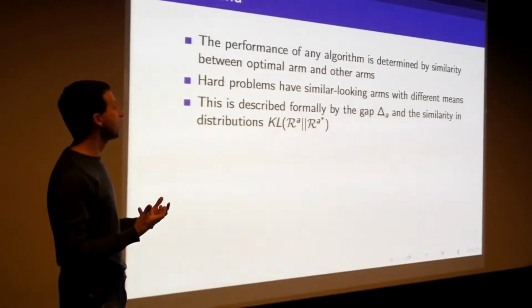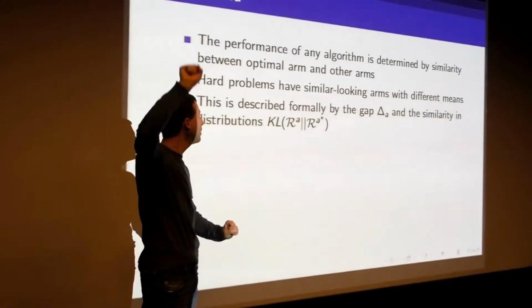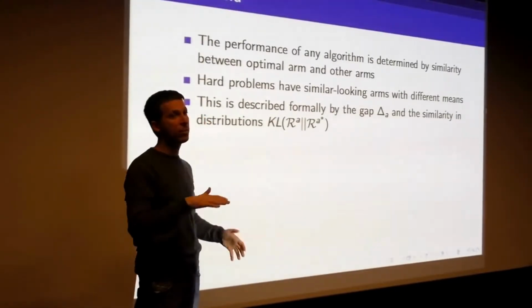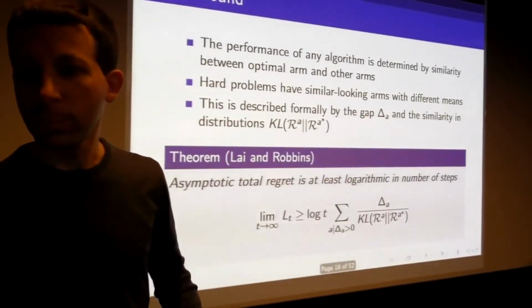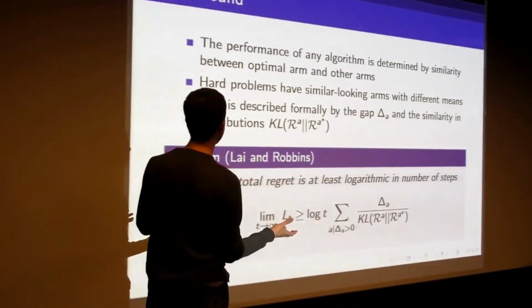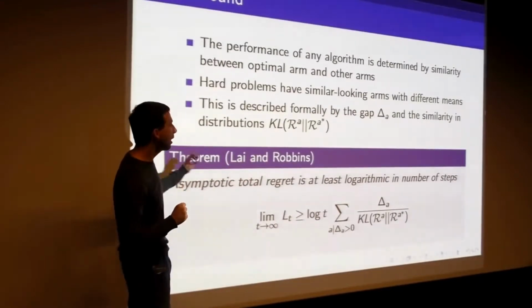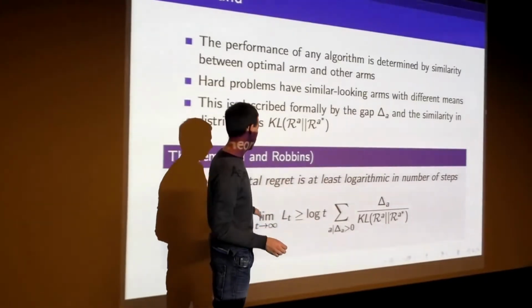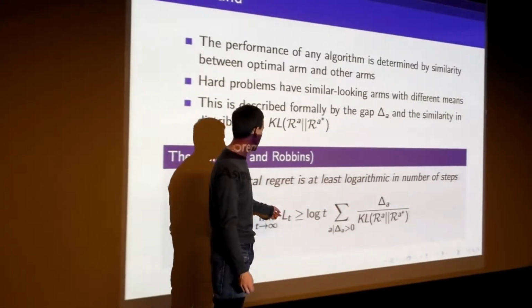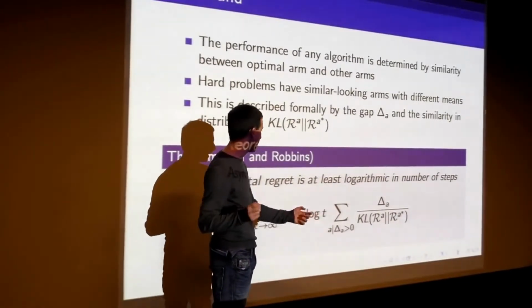Formally, the way we understand that is by the gap between them, the difference between this arm and this arm, and how similar their distributions are, which we can measure using the KL divergence. So this is one slide of theory: the total regret is at least logarithmic in the number of steps. This is the total regret that we're incurring over time, the plot we were looking at.